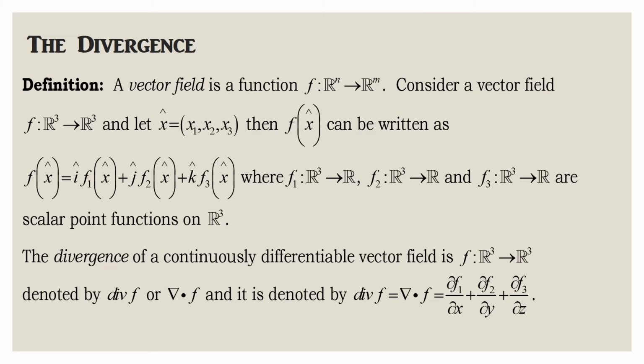So f is a vector field from R^3 to R^3 and its component functions f1, f2 and f3 are scalar fields from R^3 to the real number system R. Thus, every vector field f defined from R^3 to R^3 can be written by using its component functions f1, f2, f3 in the form f of x cap equals f1 of x cap i cap plus f2 of x cap j cap plus f3 of x cap k cap.